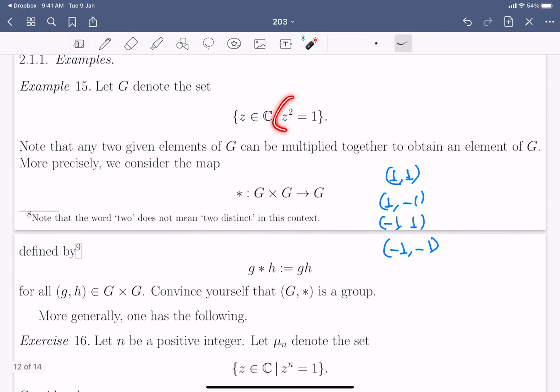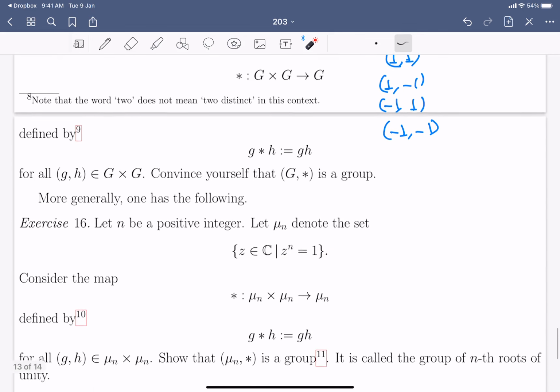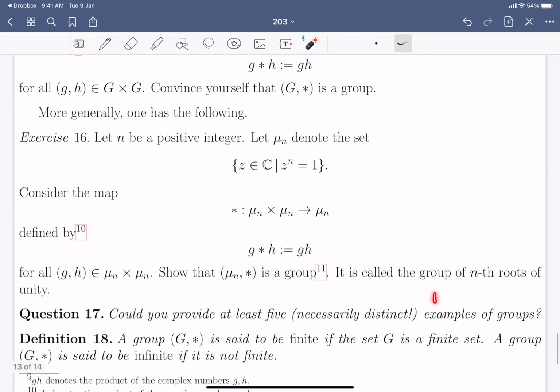Once you have worked out this example, the next thing to look at is the case z to the power n equal to 1. This is usually denoted by mu n, and it is called the group of nth roots of unity. Here again you take two elements of mu n and multiply them. This is the composition law. Note that this is an exercise, so please work it out: show that this is a group.